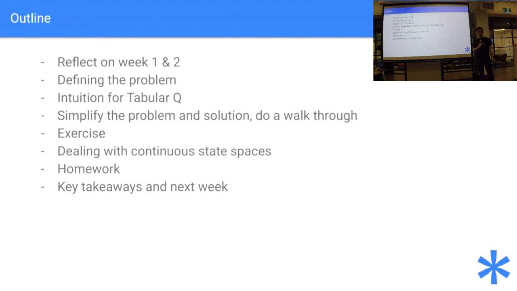And to solve that problem, we start by getting an intuition of how Tabular Q actually works. To get that intuition, we're going to simplify our complex problem and also simplify the solution as well, and do a walkthrough just so you can see how it actually works when it does work. And then we'll formalize the actual Q learning algorithm and do an exercise.